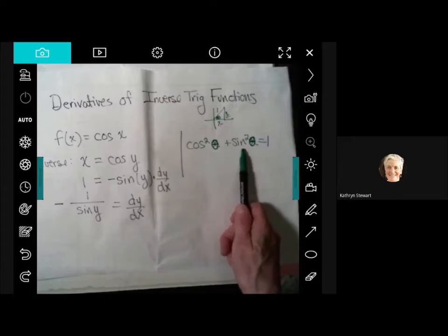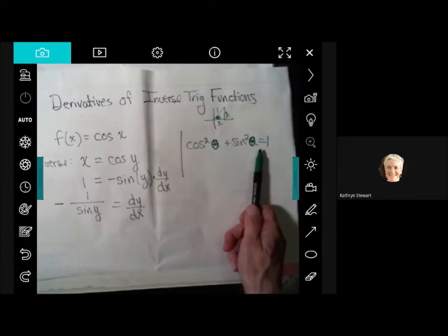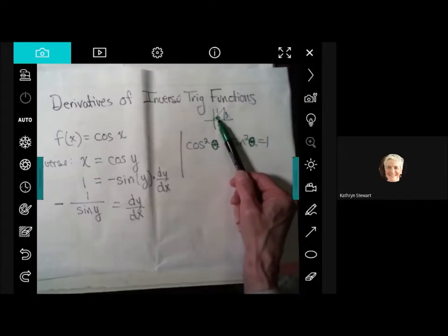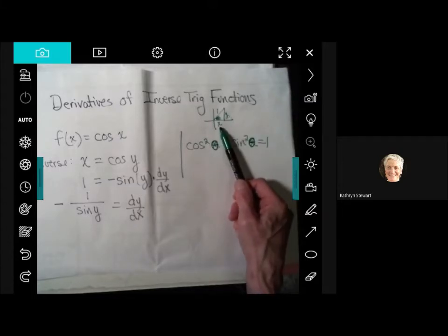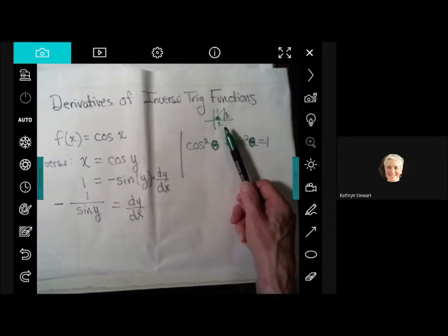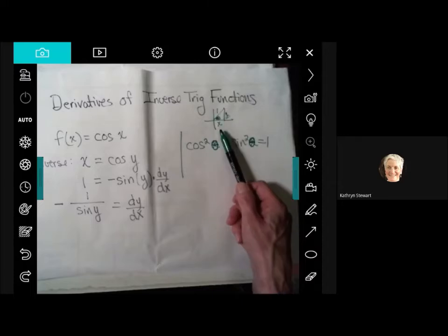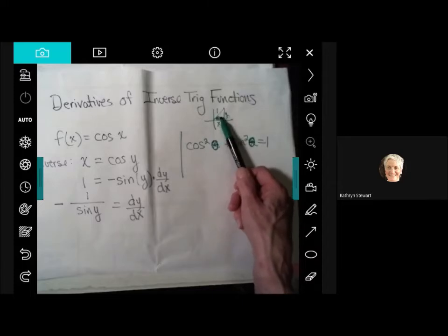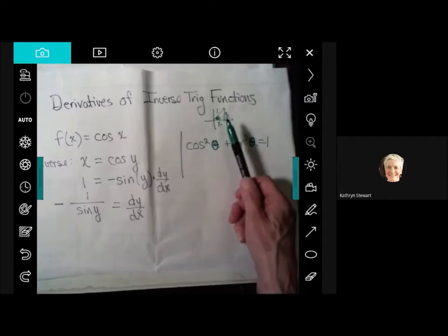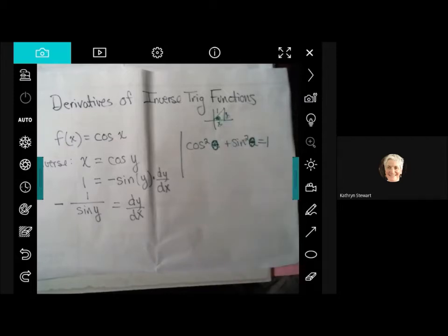Cosine squared theta plus sine squared theta equals 1. That is such a handy and cool Pythagorean trig identity. And it works because if you have an angle, that's a little theta there, let's say it's a unit circle. I think you would agree, Pythagorean theorem, x squared plus y squared equals 1 squared, or x squared plus y squared equals 1. But look, the cosine of theta is x. The sine of theta is y. So that's where that identity comes from.